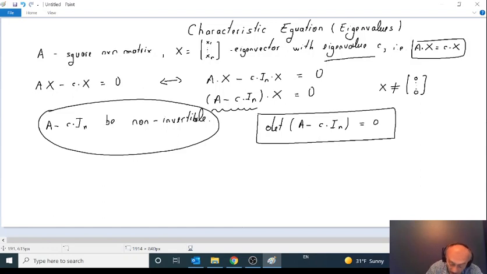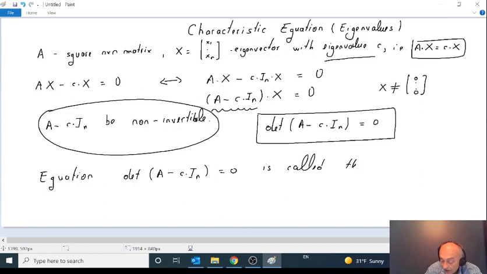So this equation, the determinant of A minus c times I sub n equal to 0, is called the characteristic equation of, attention, the matrix A. So that essentially will find me all the possible eigenvalues, if there are any, by solving this particular equation.